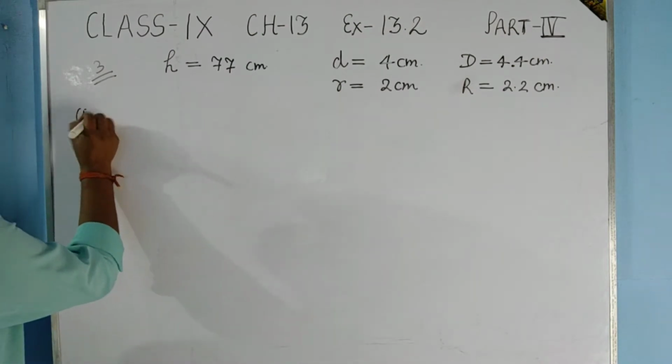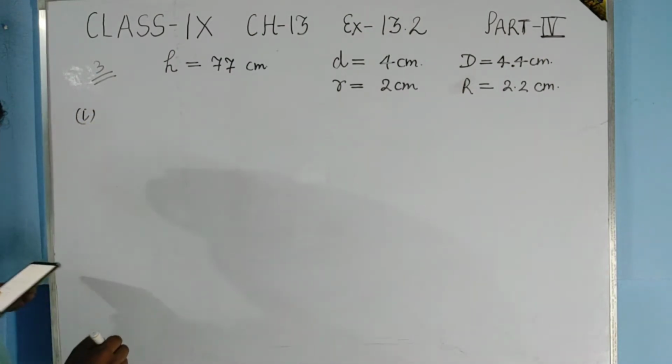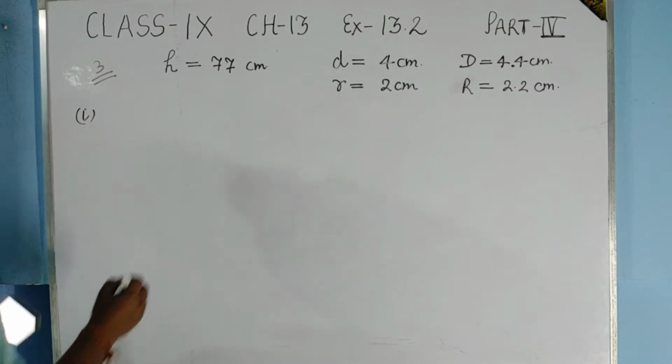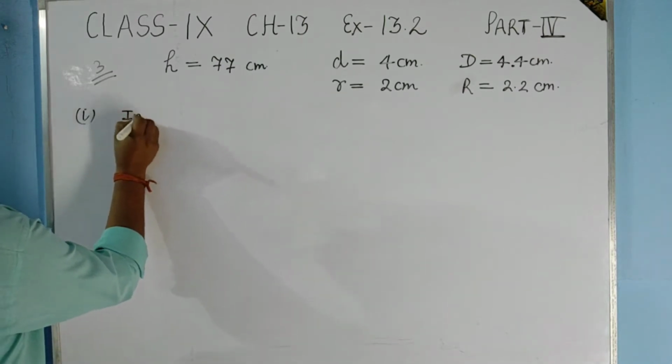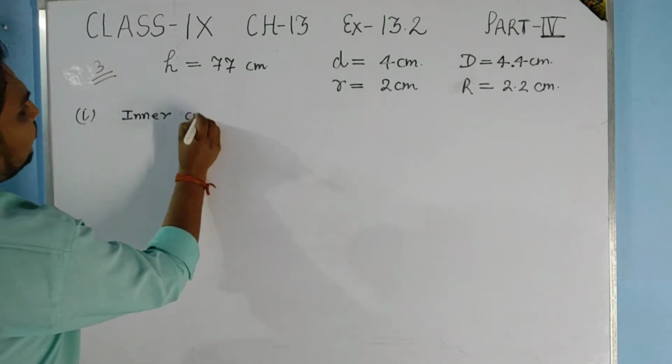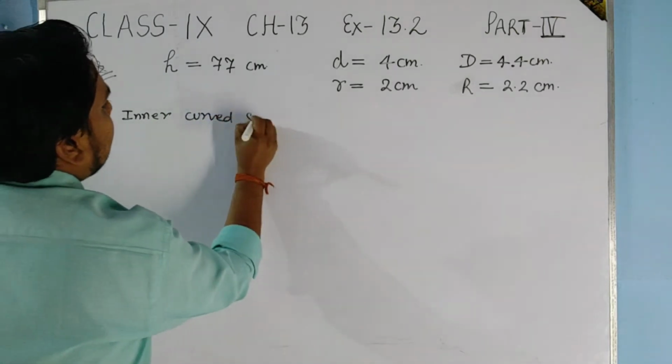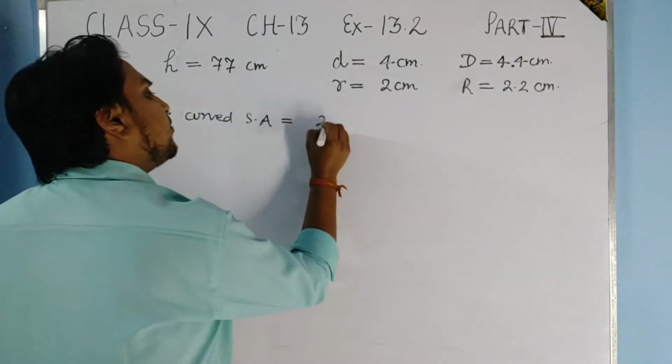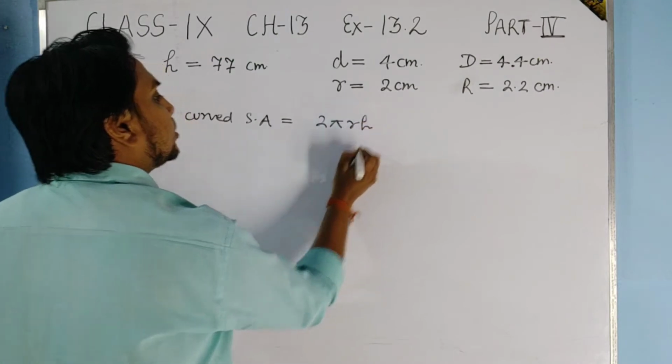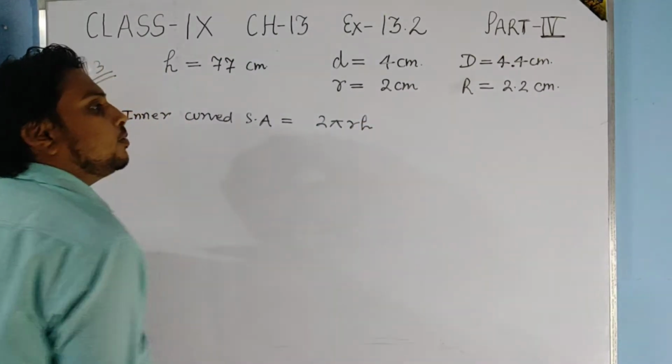First question, we have to find the inner curved surface area. So inner curved surface area is 2 pi r h. Okay, so just apply the formula of this.